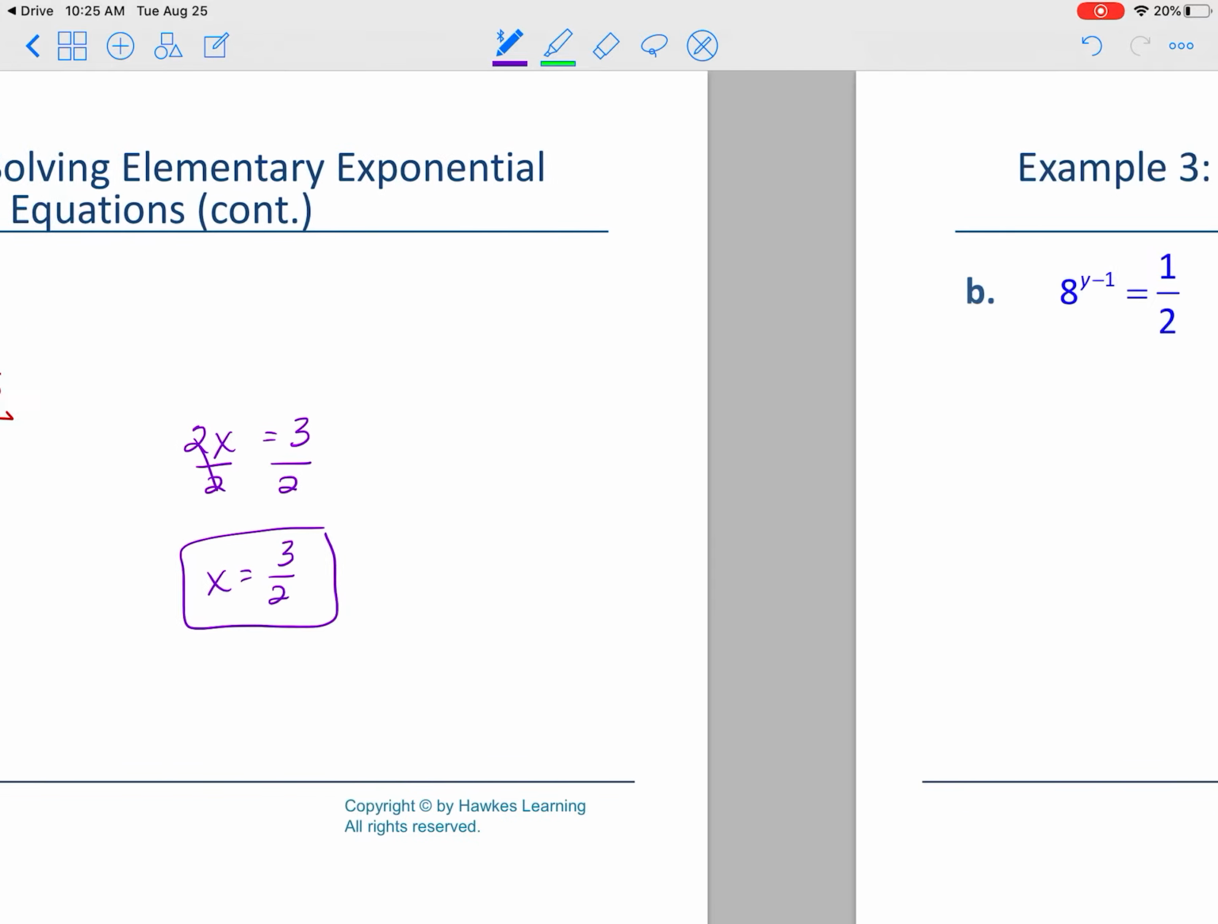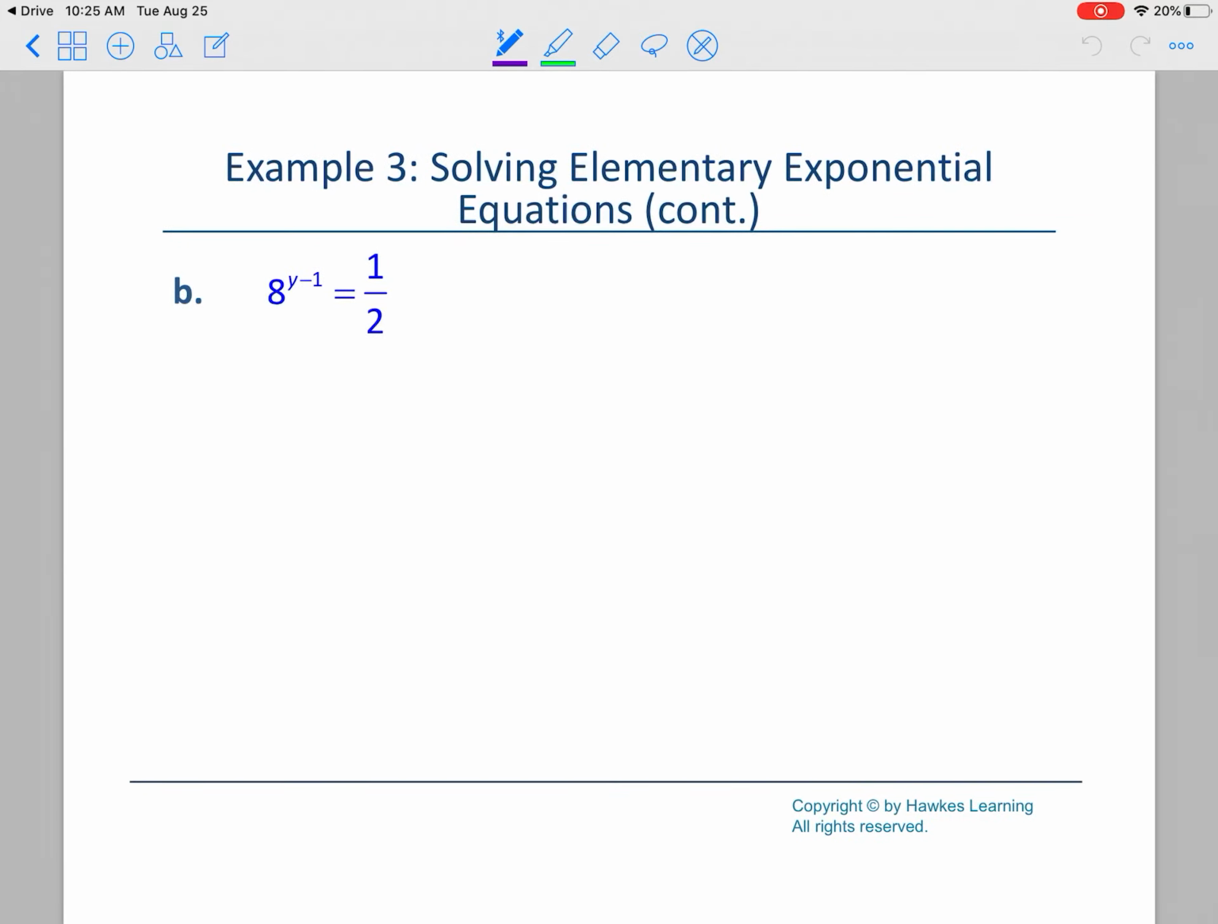Okay, let's look at B now. B was 8 to the y minus 1 equals 1/2. First thing, my exponential part's already all by itself, so I don't have to move anything, but I am going to have to get these with the same base. If I look, one base is a whole number, 8, one base is a fraction, 1/2. So I'm going to need to change.